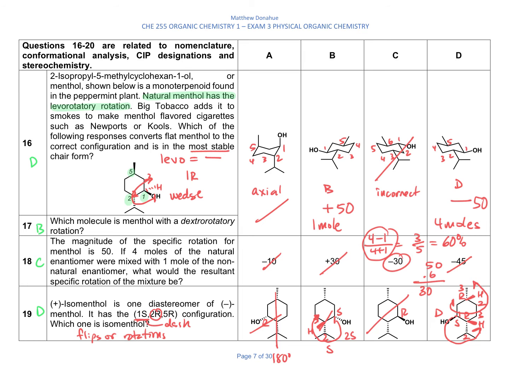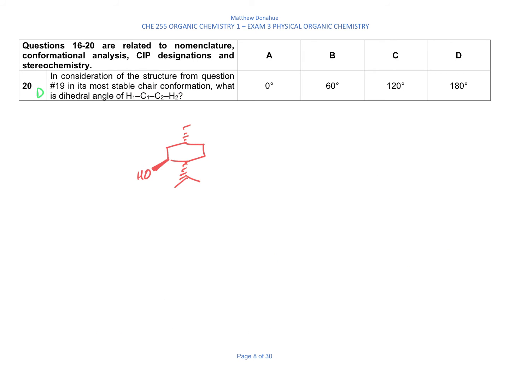So again, you can move back and forth between these responses to help eliminate derailers as you solve these problems. So this question is asking you, in consideration of the structure from question 19, in its most stable chair conformation, what is the dihedral angle between the hydrogens on carbons 1 and 2? So let's go ahead and start drawing some chairs here.